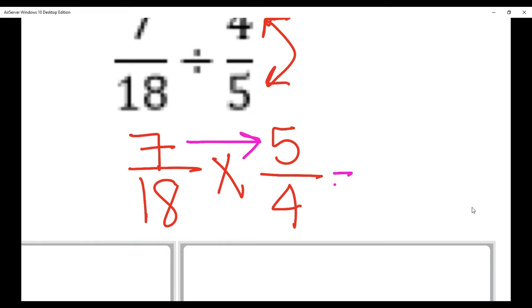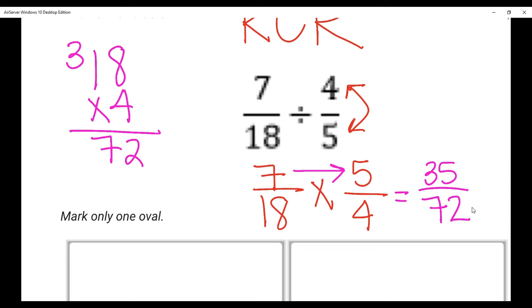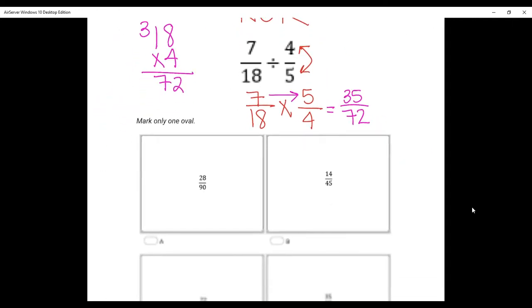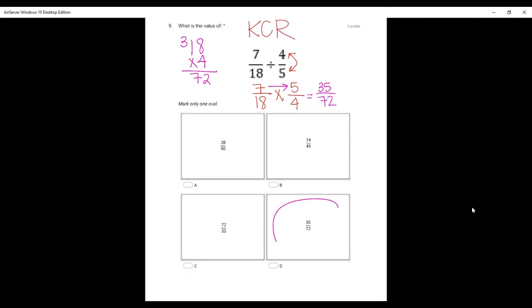7 times 5 is 35. And 18 times 4, if you don't know that off the top of your head, you can come over here and multiply it out. I know that 4 times 8 is 32. 4 times 1 is 4, plus 3 is 7, so 72. So I have 35 over 72, which is answer choice D. So multiply tops by tops, bottoms by bottoms. That's all you have to do for multiplication of fractions.